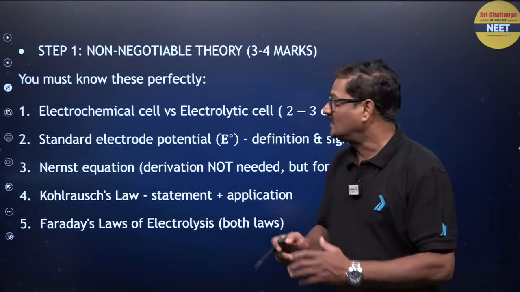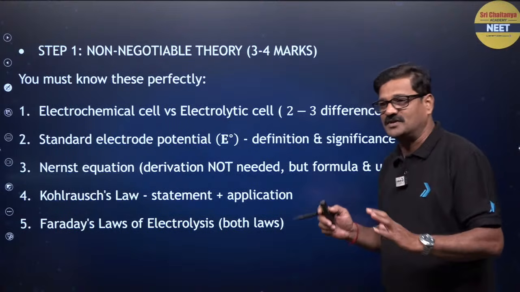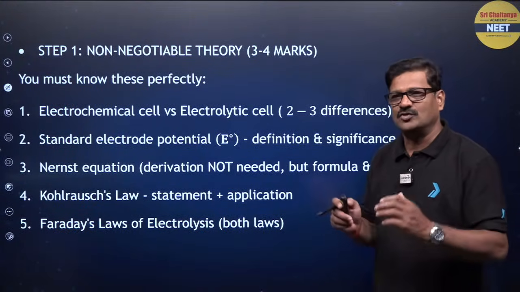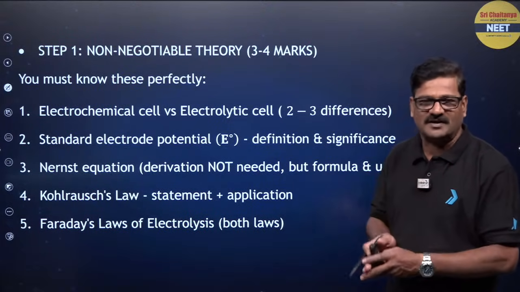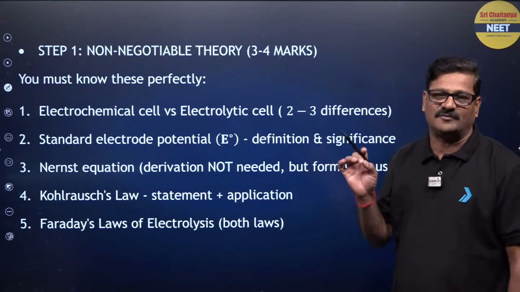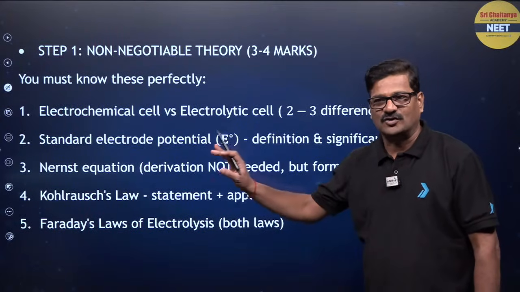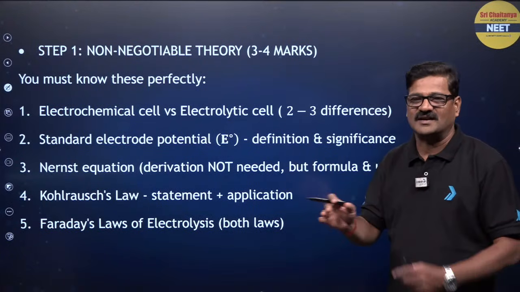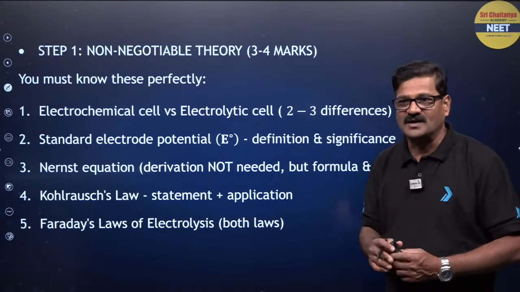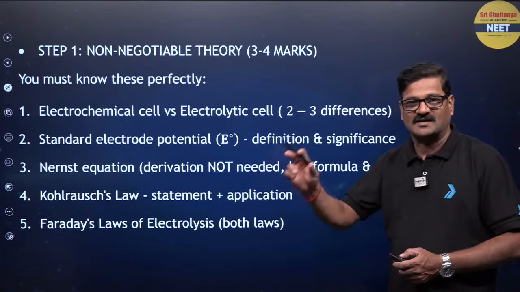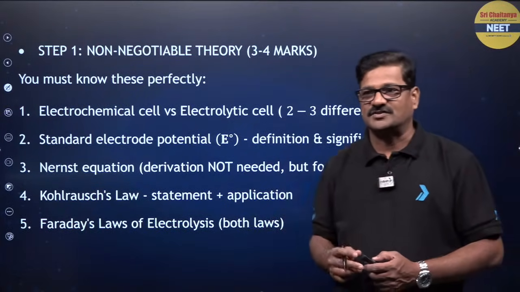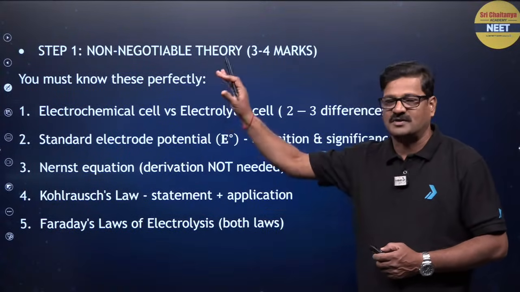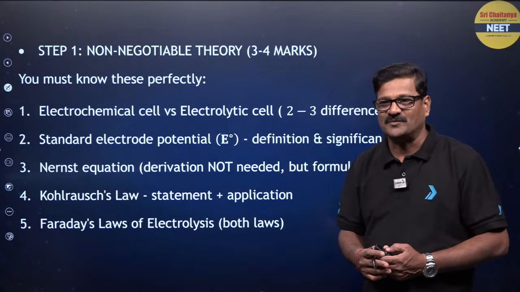Bacho, here you can see step 1: non-negotiable theory questions and a short recap about what exactly happened. You must know this perfectly, each and every line from the NCERT. Electrochemical cell versus electrolytic cell, 2 to 3 differences are there. Delta G, you have to give according to it. And standard electrode potential, standard oxidation potential, standard reduction potential, the Nernst equation, Kohlrausch law and Faraday's laws. This is the overall picture of electrochemistry here, bacho.